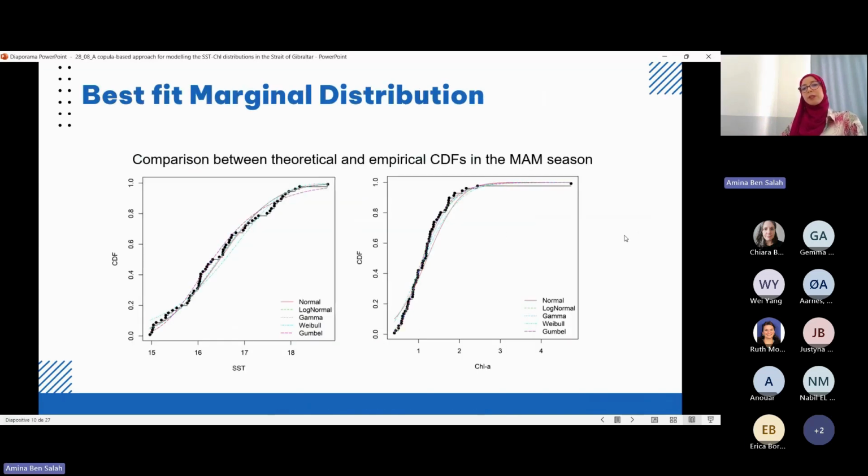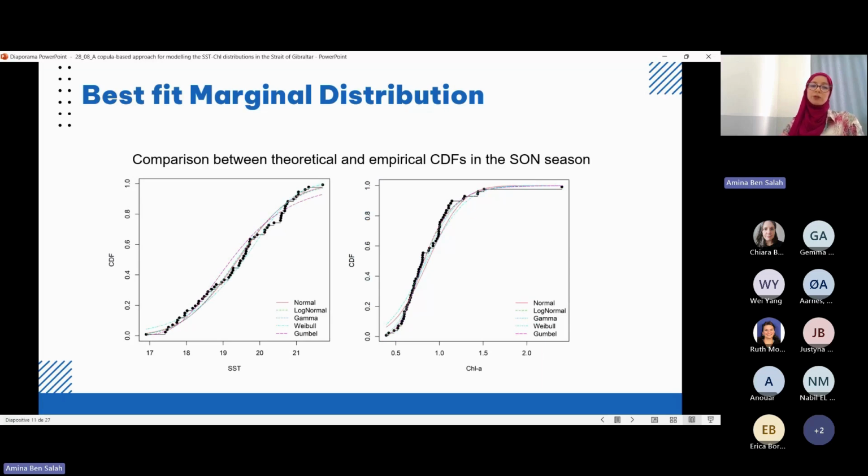We start by identifying the marginal distribution for each variable and for both seasons, the MAM season (March, April, May) and SON (September, October, November). Here we compare in these figures the theoretical and empirical cumulative distribution functions for SST and chlorophyll-a concentration during the MAM season. As shown, the empirical and theoretical distributions are quite close, making it difficult to make a definitive choice based on CDFs alone.